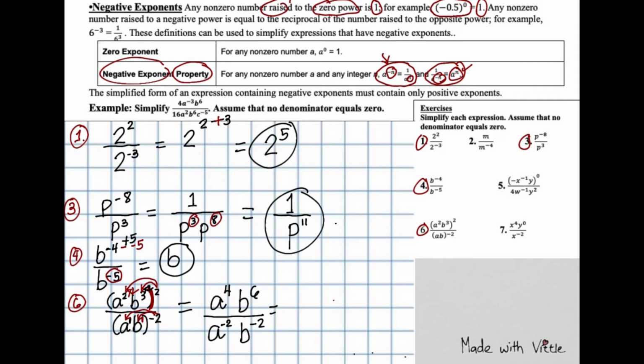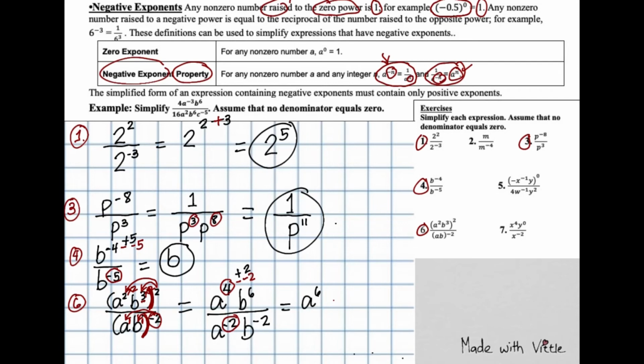Now let's further simplify. A to the fourth power divided by a to the negative second power. Let's subtract their exponents. 4 minus negative 2. And you know, minus negative 2 will mean also plus 2. So the power of our a is sixth power.